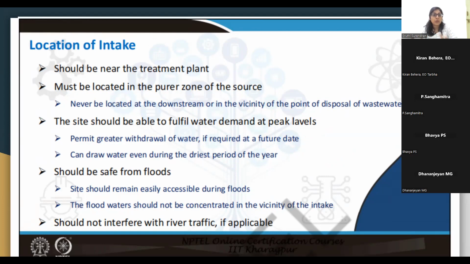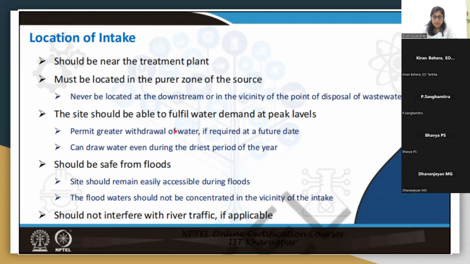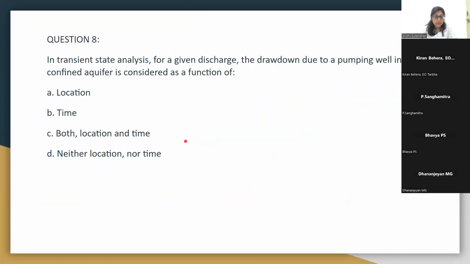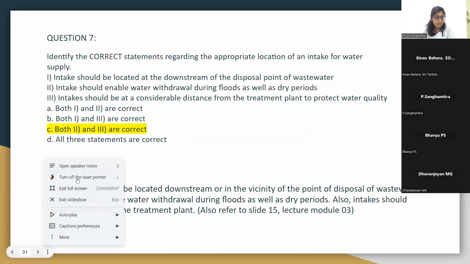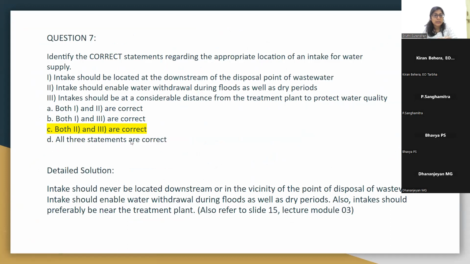Even during floods, it should be located in such a place where we can access it for whatever necessary work. And it should not interfere with river traffic. Again, that is why we don't prefer setting up an intake structure in navigation channels. So these are the conditions to be taken care of in terms of the location of an intake. So the answer for this question is that both 2 and 3 are correct statements.